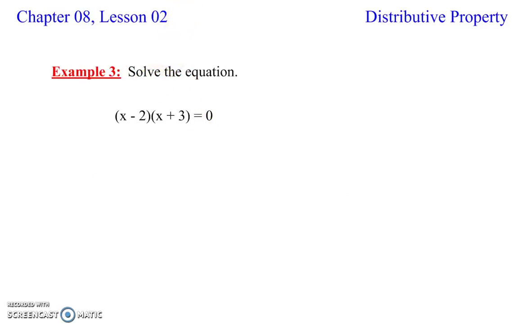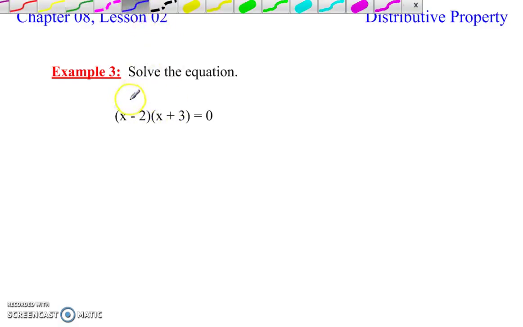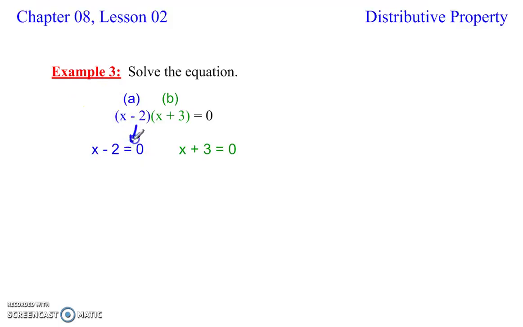All right, we're going to solve this equation. Here we have two sets of parentheses. And this is like my a and my b. Something times something else gives me 0. So I know either this one has to be 0 or this one has to be 0. Or they could both be 0. So that's my a, my b. If b equals 0, then that means that x plus 3 equals 0. If a equals 0, then x minus 2 equals 0. So I have two situations I have to look at.